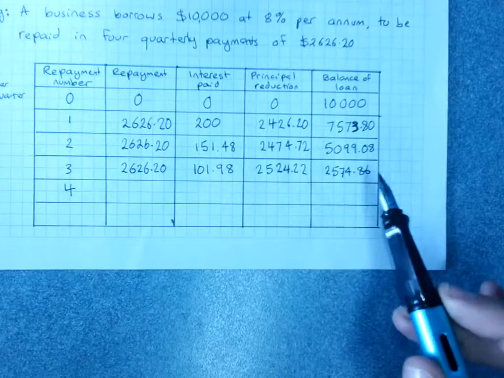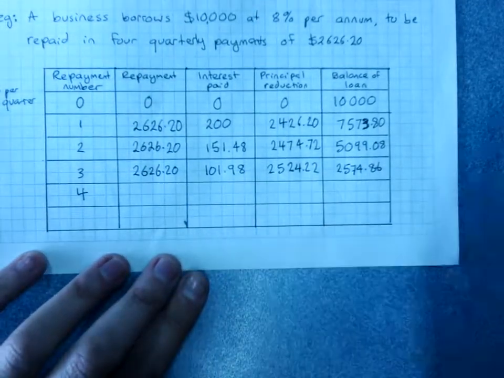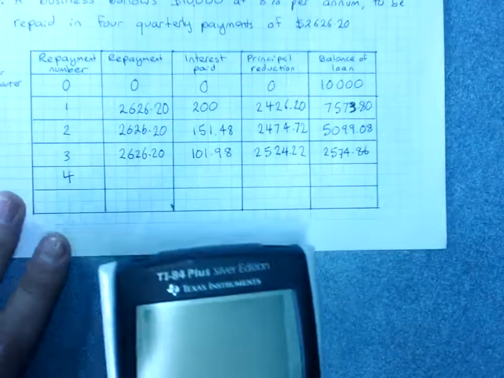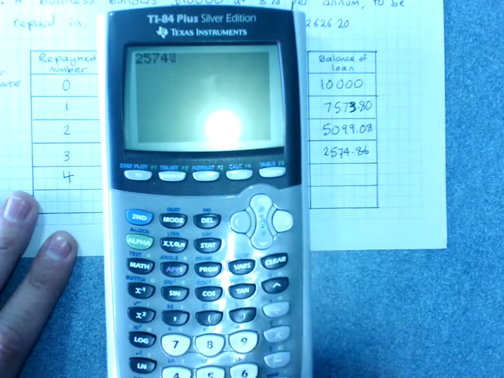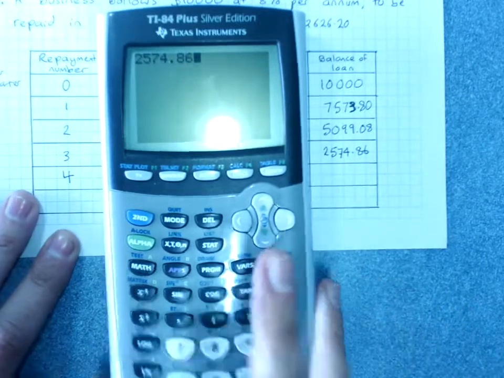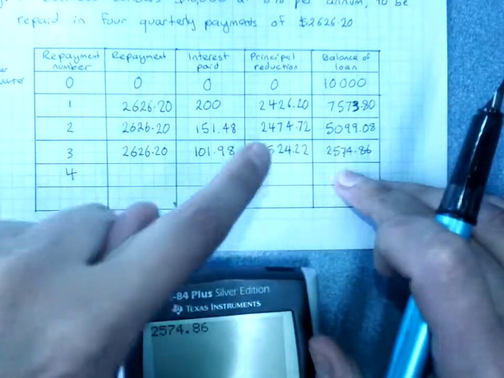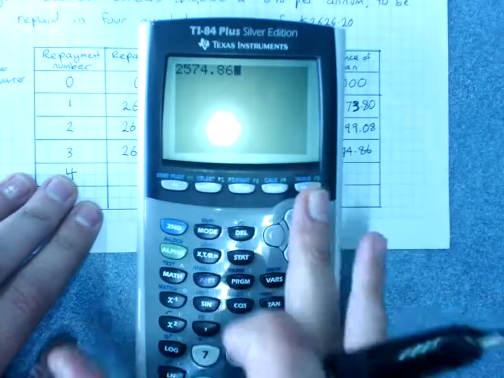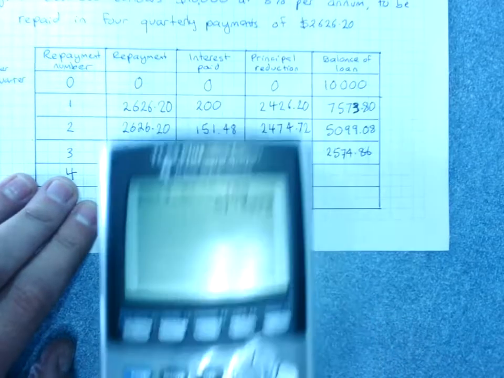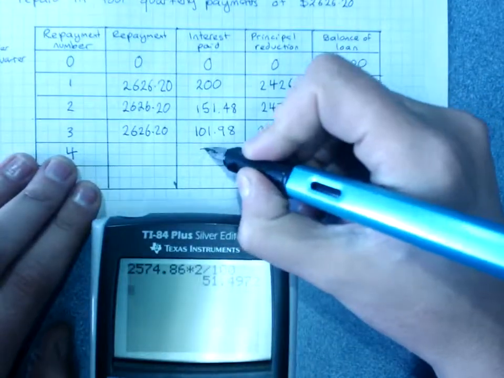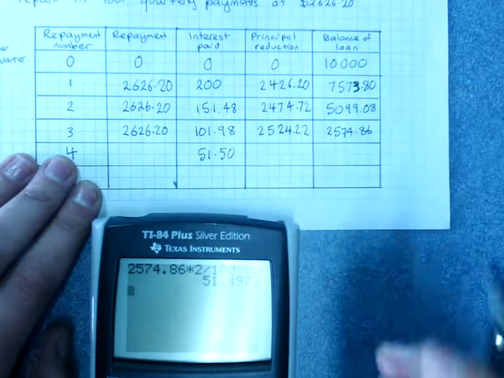Now the last payment, there's usually a little bit of fudging to do. So we check the interest amount. We've got 2574.86, and you'll see I currently owe less than a full repayment, but I have to add the interest on still. So times 2 divided by 100 to get 2%. So it's going to be an extra $51 worth of interest, rounding to 2 decimal places there.